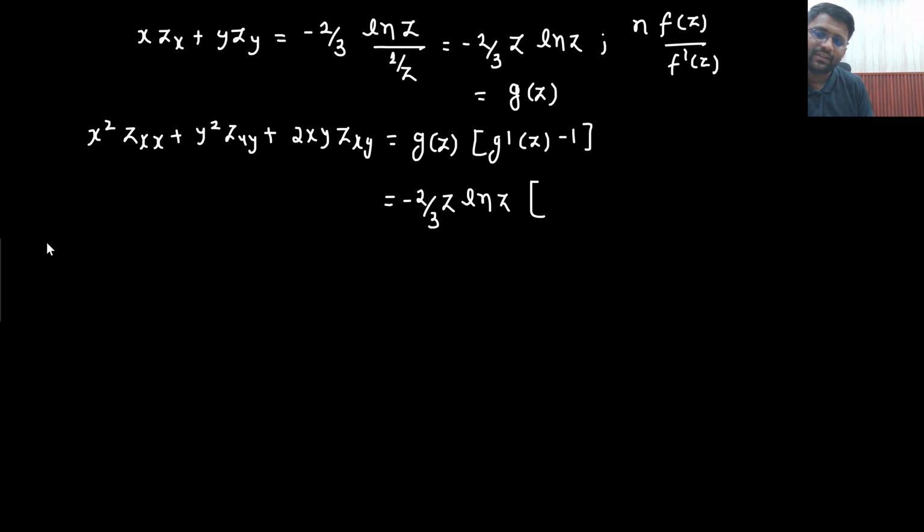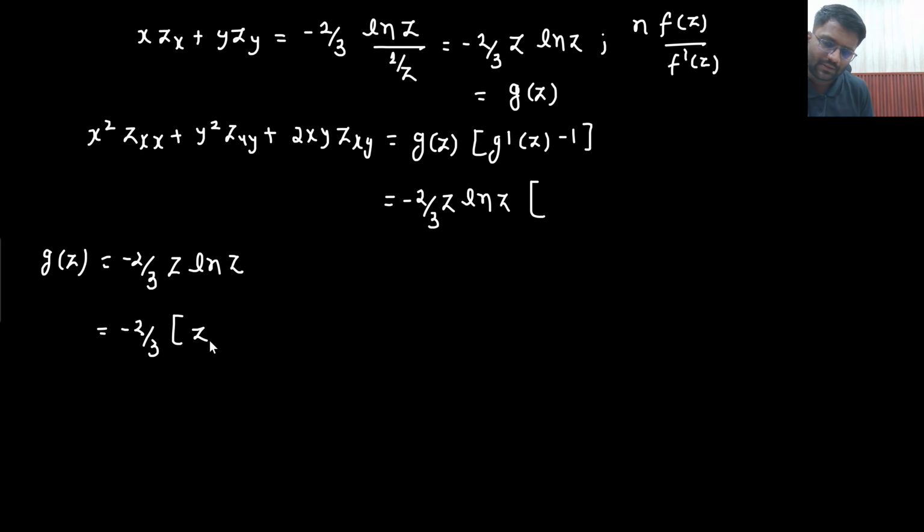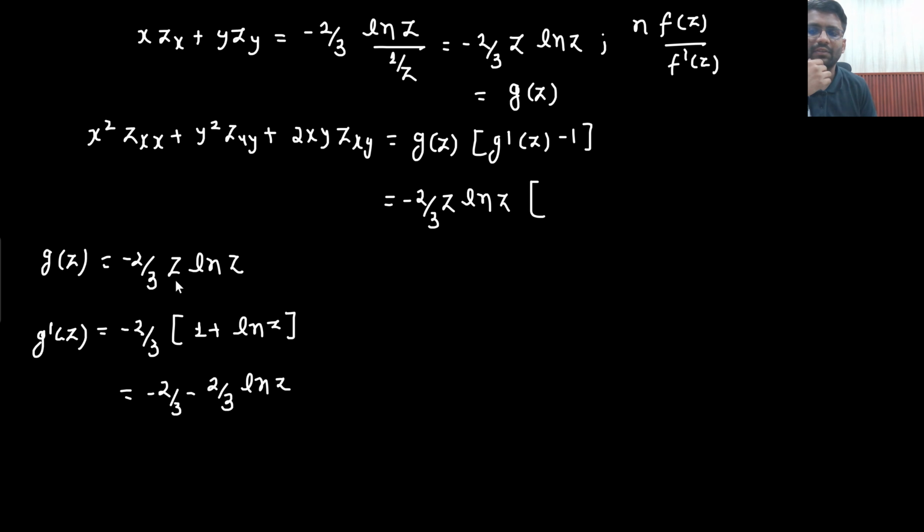So I will do the differentiation aside. gz is given as minus 2 by 3 z ln z. Minus 2 by 3 is common. z as it is, differentiation of ln z will be 1 by z, plus ln z as it is. Yeah, so this is the answer. So minus 2 by 3 times 1 plus ln z. So this is your g dash z. First as it is 1 by z, then ln z as it is. Yeah, this is the answer we are getting. So g dash z here is minus 2 by 3 minus 2 by 3 ln z minus 1. So what is the answer we are getting?